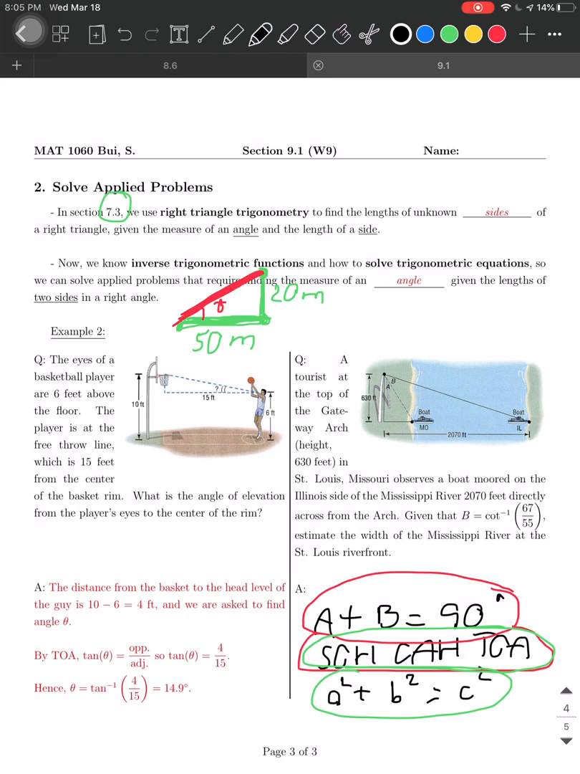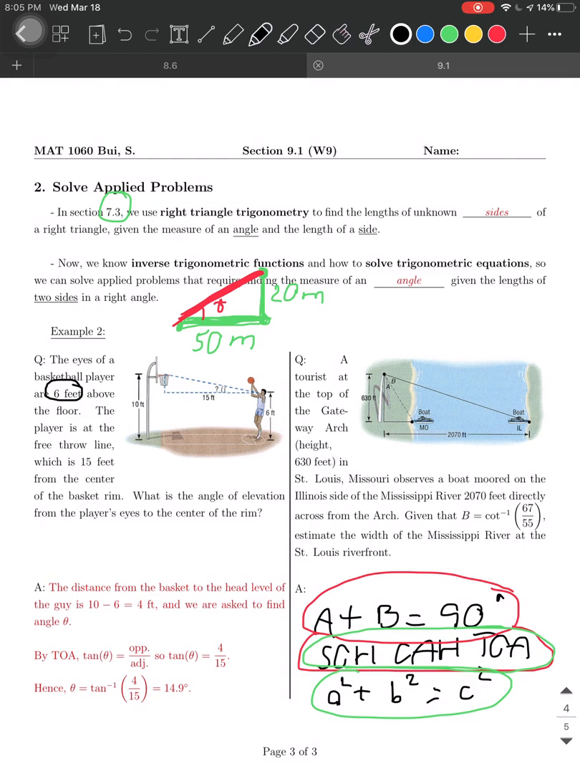The eyes of the basketball player are 6 feet. By my habit, I usually circle all the numbers in the data that I have in the problem, just so I know I have to use them up. Usually in math, if you don't use up all the numbers, that means there's something wrong, unless they want to trick you. And I'm not going to be that evil. I'm not going to trick you in this class. So you have to make sure you use all the numbers that are given. If you don't, you're in trouble.